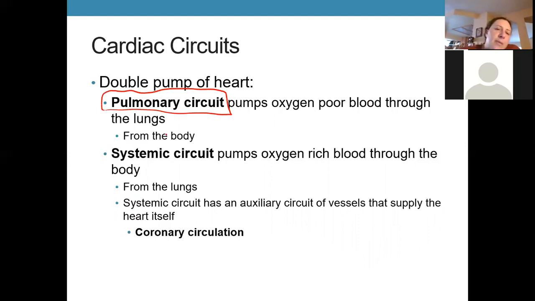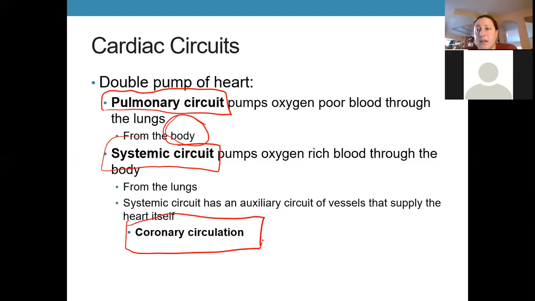This blood is coming from the body, having just given all the tissues in the body its nutrients, including the oxygen. Once that blood gets oxygenated, it's going to re-enter the left side of the heart, and that'll be the systemic circuit, which then pumps this oxygen-rich blood through the rest of the body. There is a little side chute off of the systemic circuit that supplies the heart with blood. This is called coronary circulation. So the heart itself has blood vessels in it because it's so thick that it cannot get enough nutrition from the blood inside of the chambers.